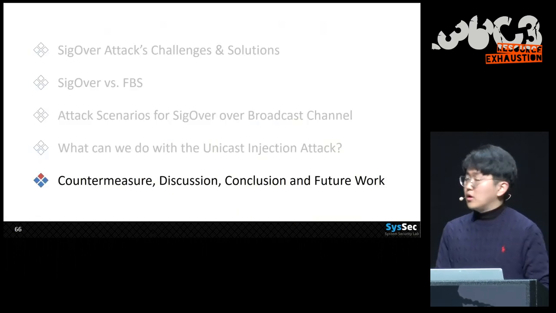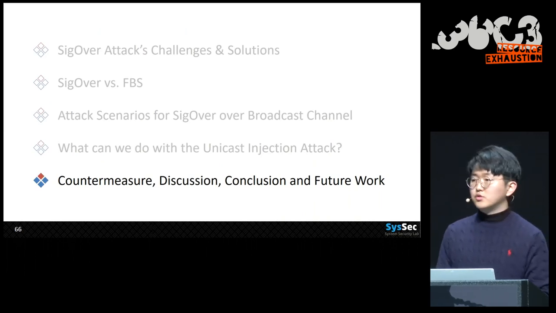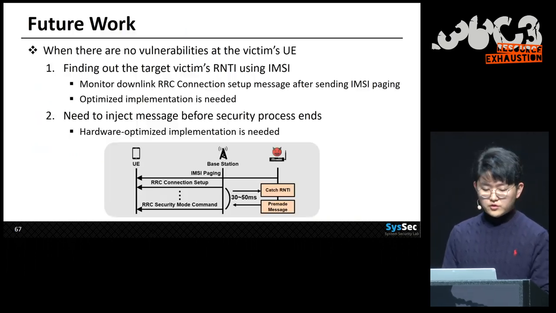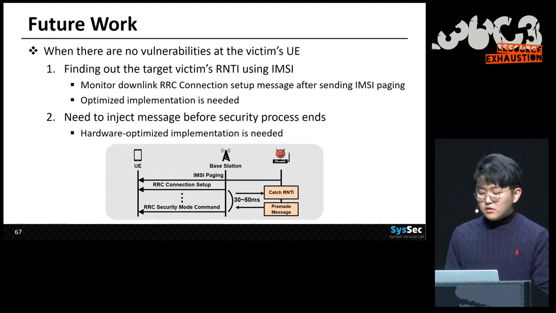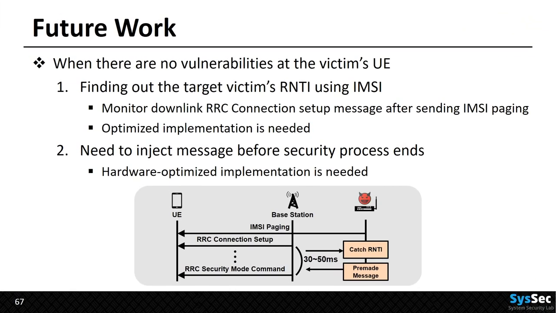And now I'm going to talk about some countermeasures, discussion, conclusion, and future works. For future work, to make this attack possible for all UEs, additional implementations are needed. First, it should be implemented to find out the RNTI of the victim using the IMSI. An attacker can do this by monitoring the RRC connection setup message after sending the IMSI paging. Actually, it is already possible, but it must be optimized with injecting techniques in real time.